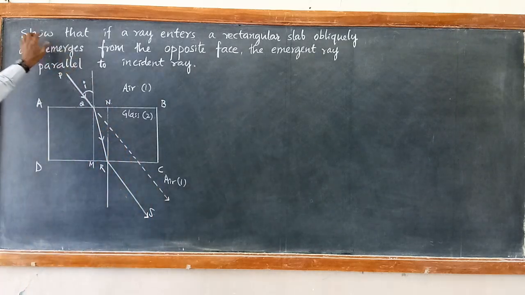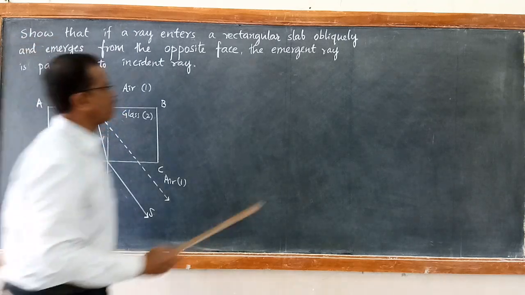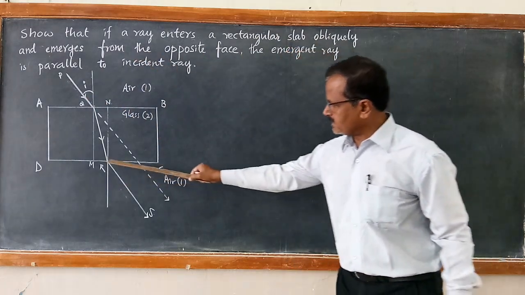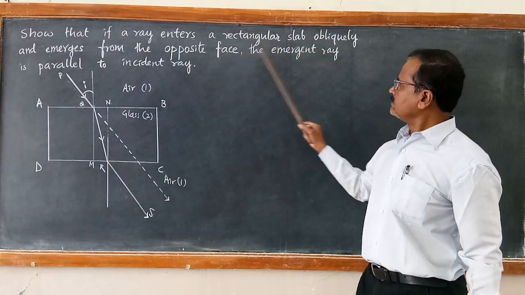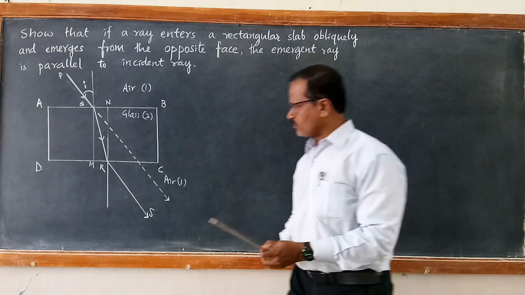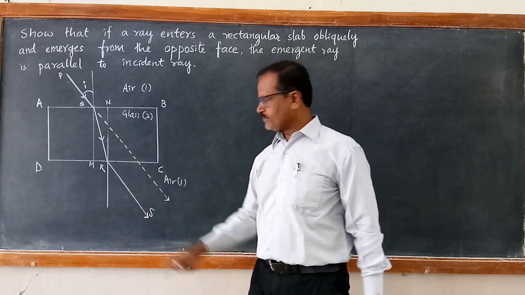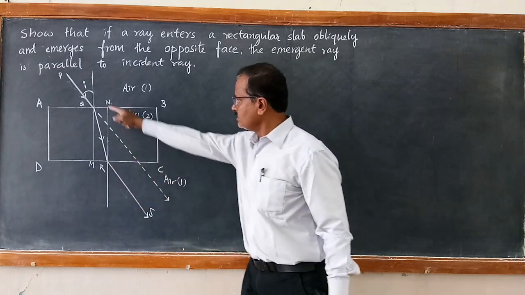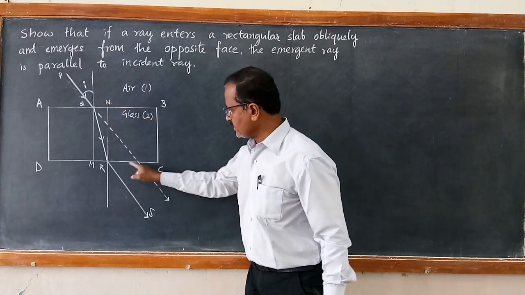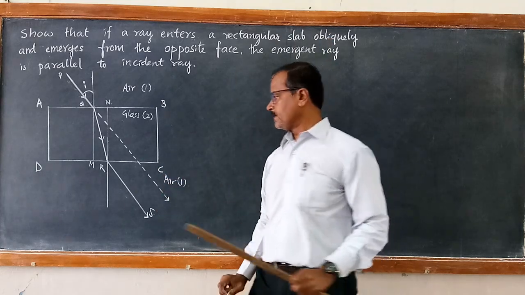So the question is, if the ray enters a glass slab obliquely with a certain angle, it emerges from the opposite side. The emergent ray is parallel to the incident ray. You have to prove that this RS, the emergent ray, is parallel to the incident ray, that is PQ produced. Means the perpendicular distance between them is always constant. This is what you have to prove.